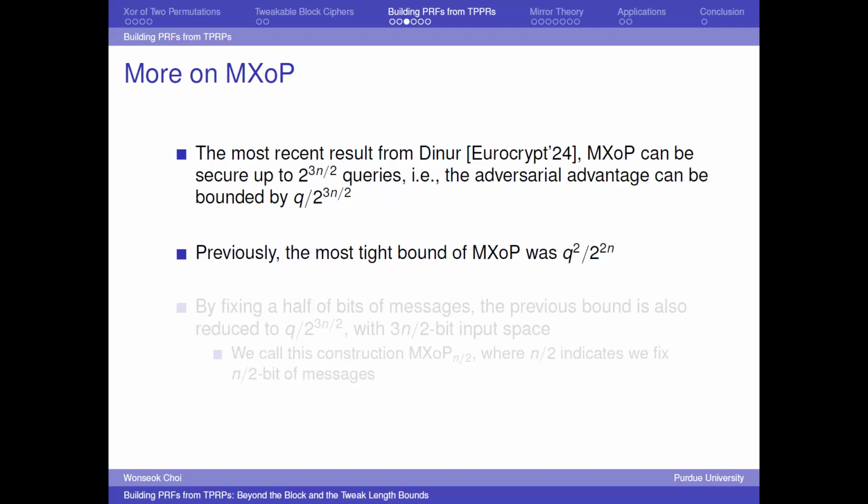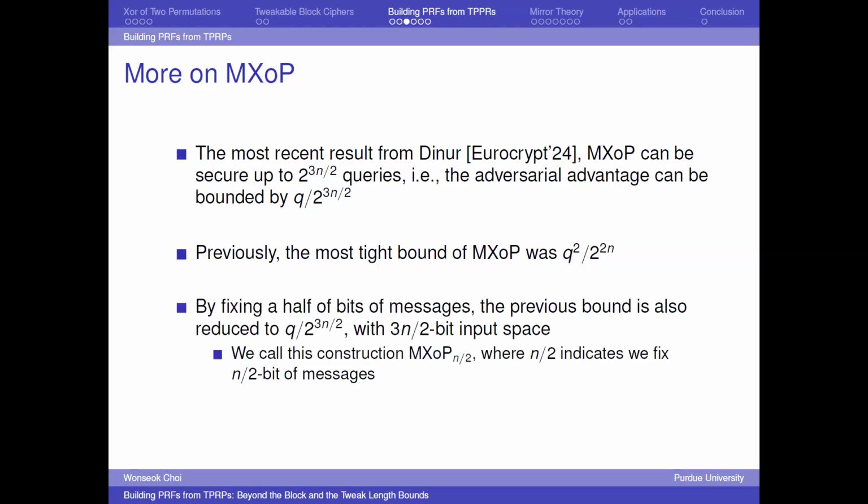However, when I wrote this paper, the tightest known bound of MXOP was this number. But actually, by fixing half of the bits of the messages, we can achieve the same security level in this number. So by fixing this part of the message, the previous bound can also be reduced to 1.5n bits. So a 1.5n-bit input space achieves 1.5n-bit security, and we call this construction MXOP-n/2, where n/2 indicates we fix n/2 bits of the messages.